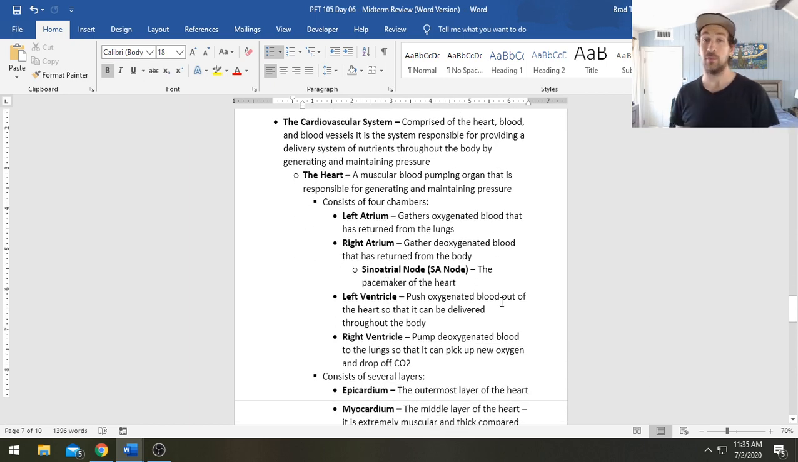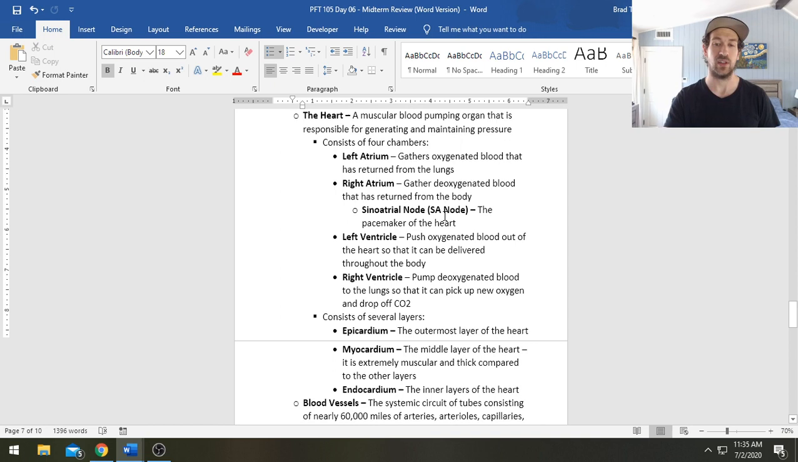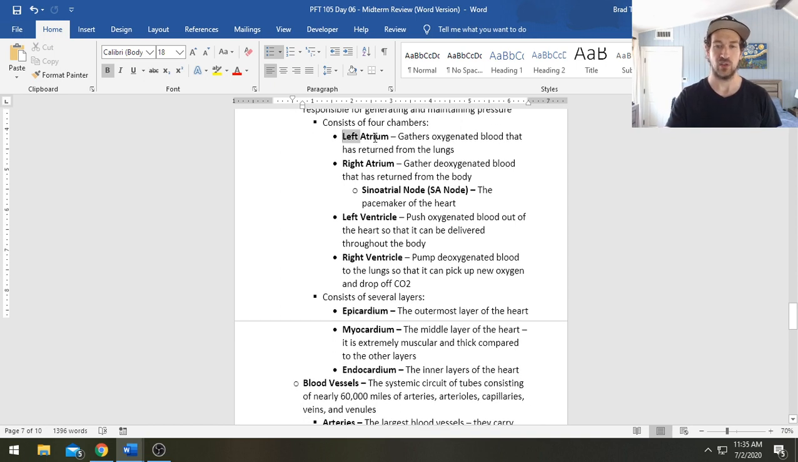Now, obviously, we have to be able to pump all this stuff around. We've been talking about blood a little bit. And so we have a system that works really intimately with our respiratory system called our cardiovascular system. This is going to be your heart, your blood, and your blood vessels. And it's really in charge of delivering everything, right? So your heart is a muscular pump that maintains pressure by having these four big chambers: your left atrium, your right atrium, left ventricle, and right ventricle.